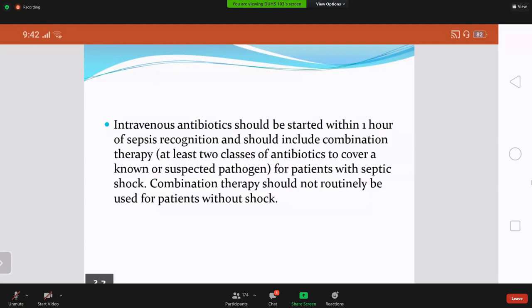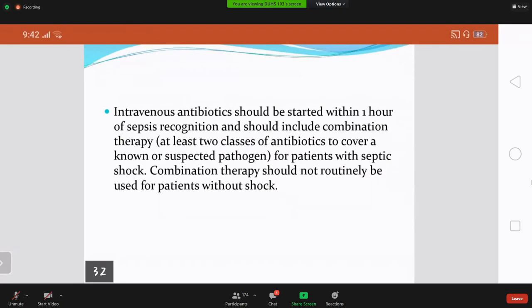In patients who have septic shock, at least two classes of antibiotics should be chosen in order to cover a known or suspected pathogen. However, combination therapy is not routinely recommended in patients who present with sepsis and without shock. So the next thing that needs to be done after fluids and vasopressors is to draw blood for cultures and to start antibiotics. In patients with septic shock, you can start two classes of antibiotics for a suspected pathogen till the cultures come. The cultures usually take five days to come, and pending that, you have to start antibiotics.